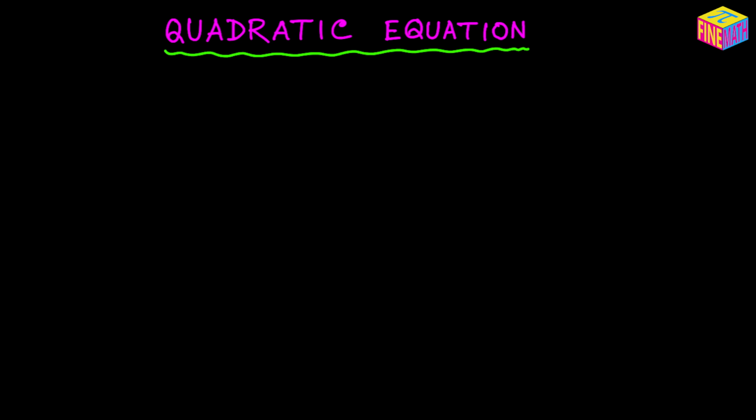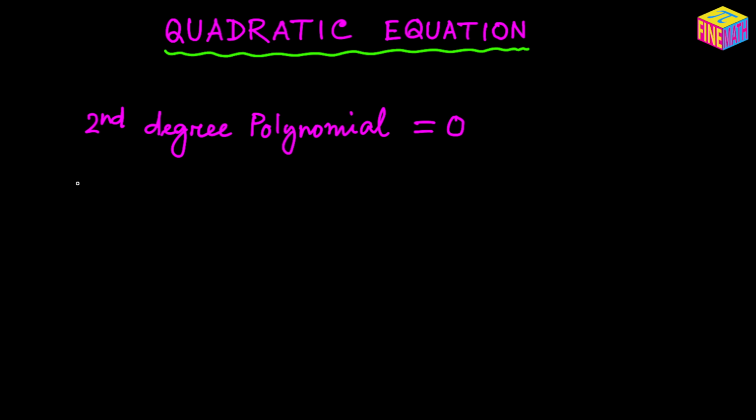equated to 0, right? So in general we can say that if we have a second degree polynomial, so let me write it down here. Second degree polynomial equated to 0, that is a quadratic equation. Now let's try to understand what are the different types of polynomial functions we have, right?